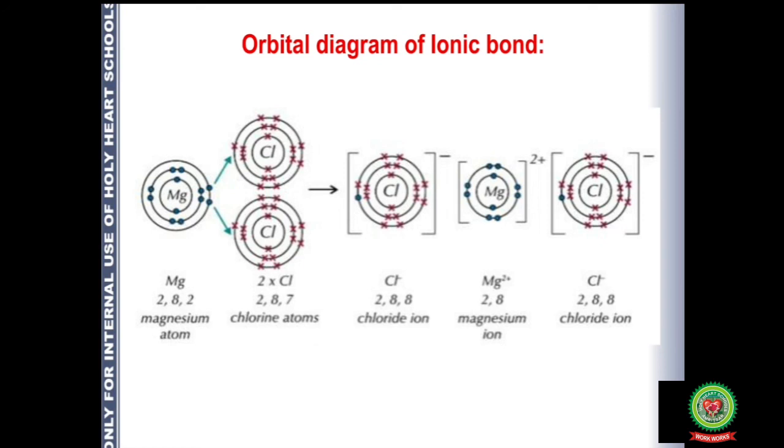So in this particular lecture you have studied how electron dot diagrams and orbital diagrams of ionic compounds are drawn, what ionic compounds are, how they are formed, and the conditions for ionic compounds.